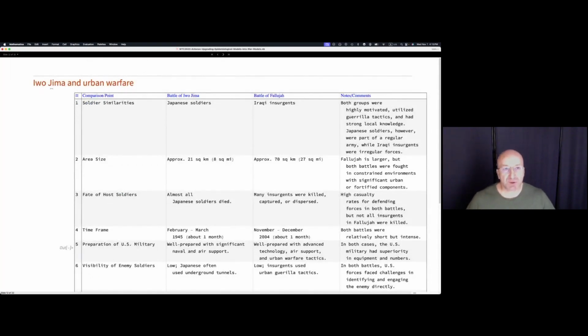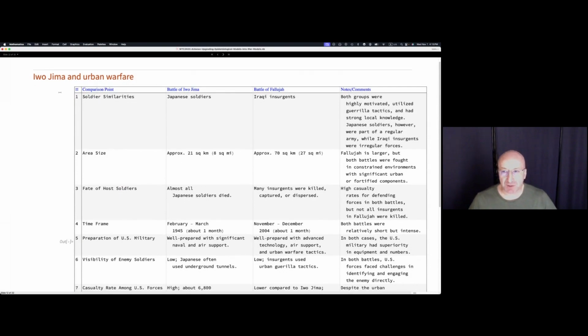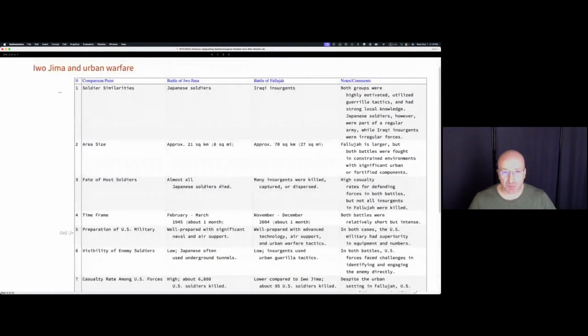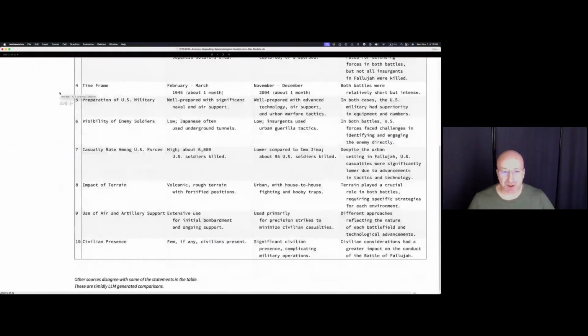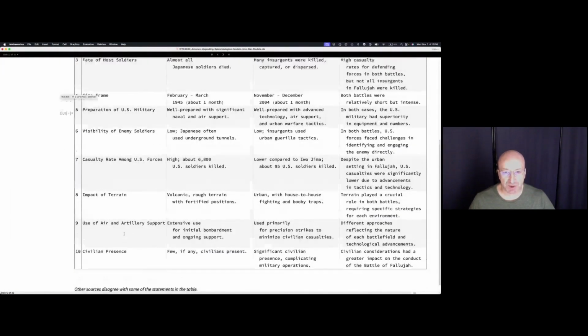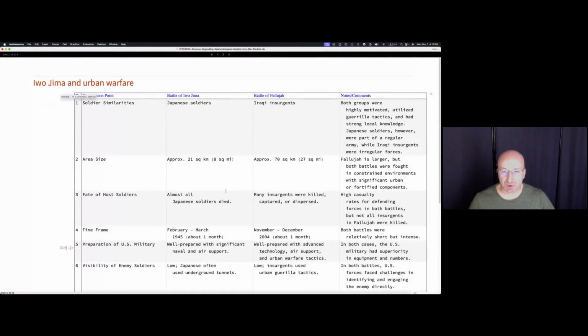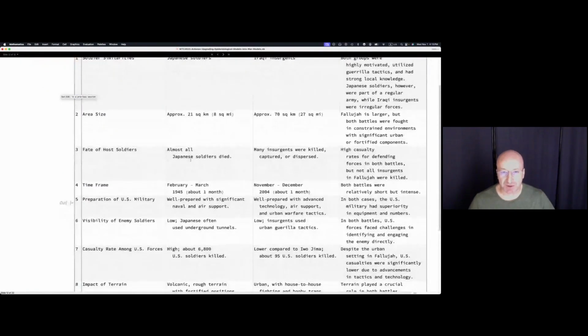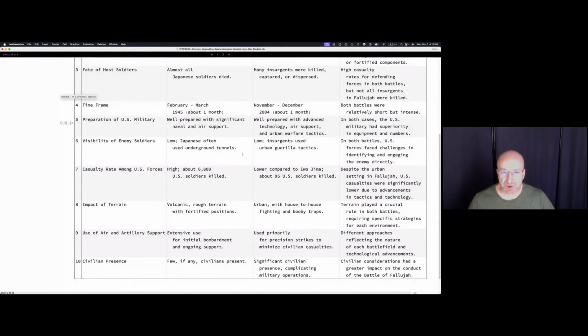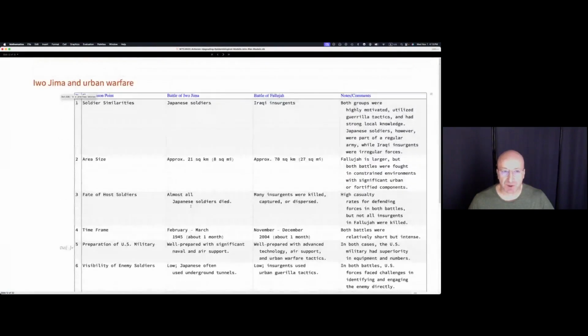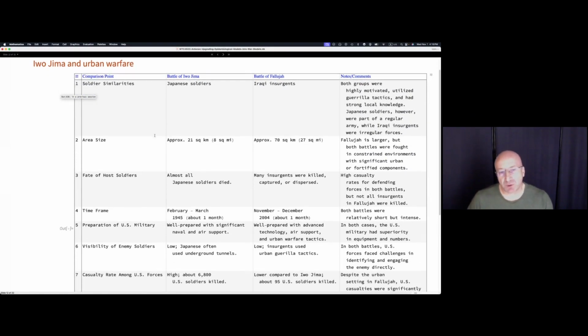So why is Iwo Jima like urban warfare? I have my own point of view on this. This table here has been generated using large language models, ChatGPT, so don't trust it that much. It's somewhat correct about certain things, but there are quite a lot of sources which disagree with some of the statements here, mostly the efficiency, what happened, civilians concerned, and so forth. So here I'm comparing the second battle of Fallujah in Iraq, 2004, I think, with Iwo Jima. And so there are quite a lot of similarities.